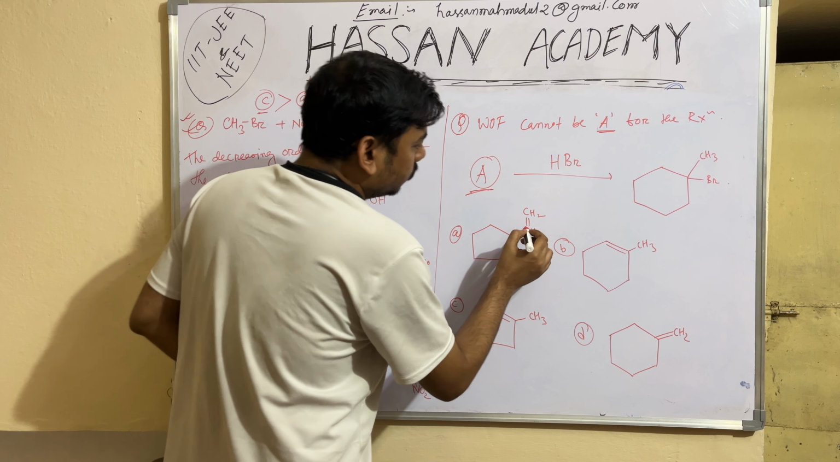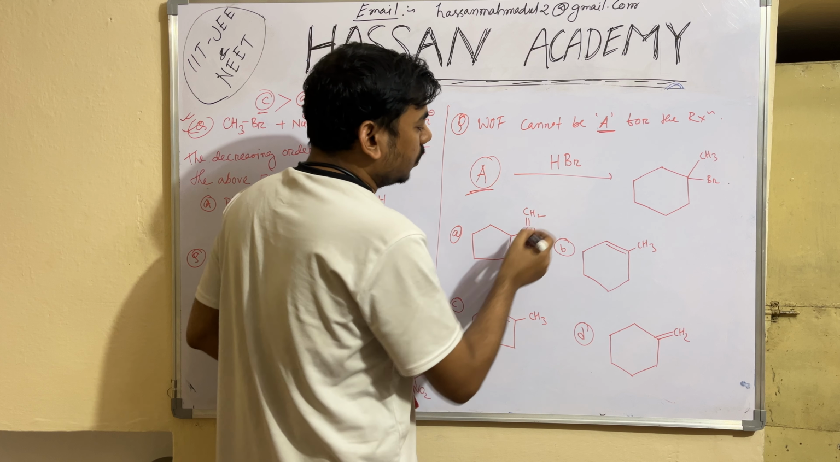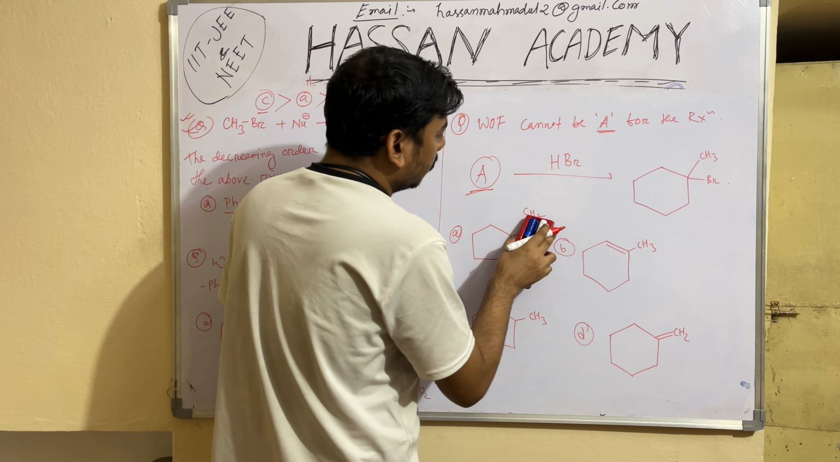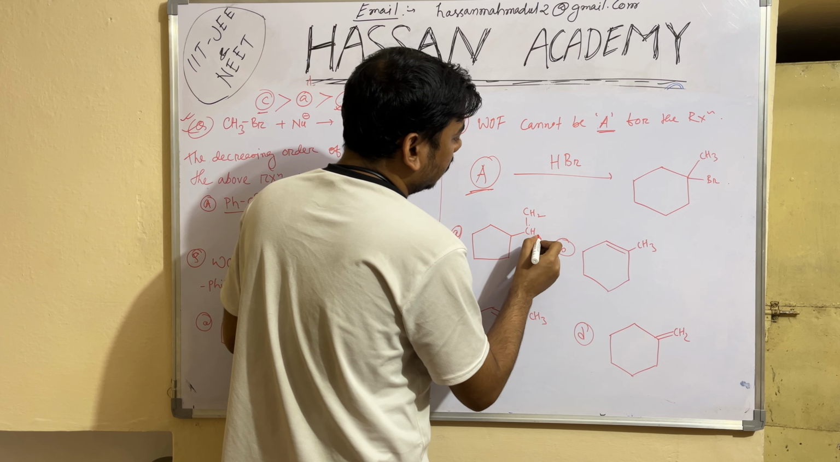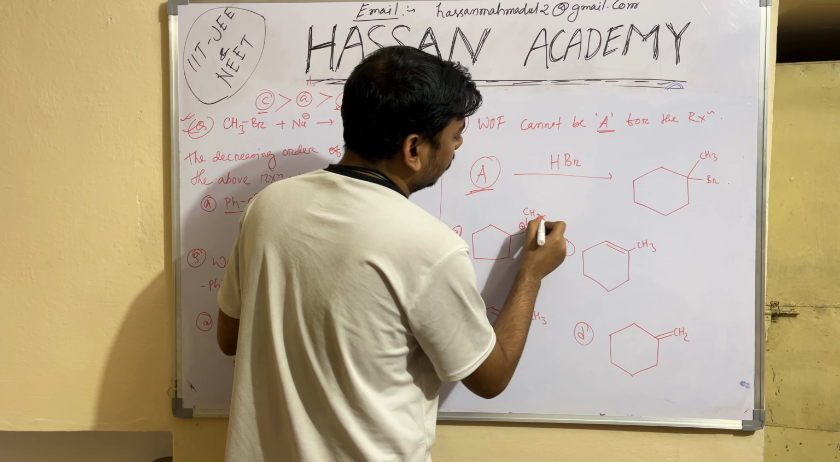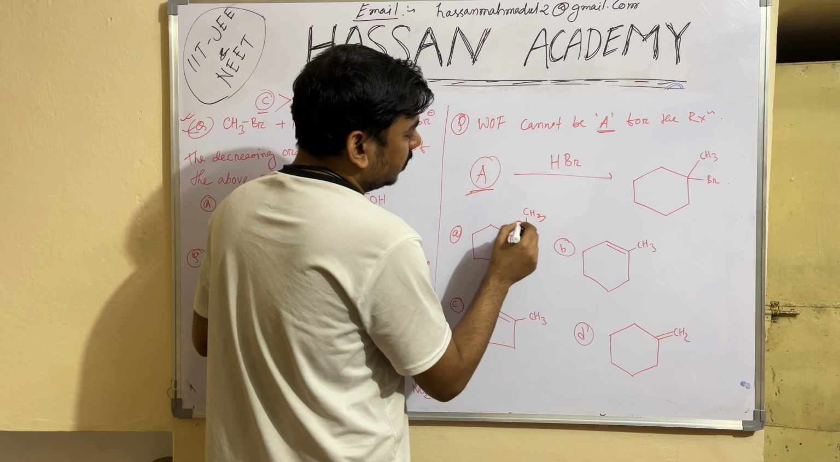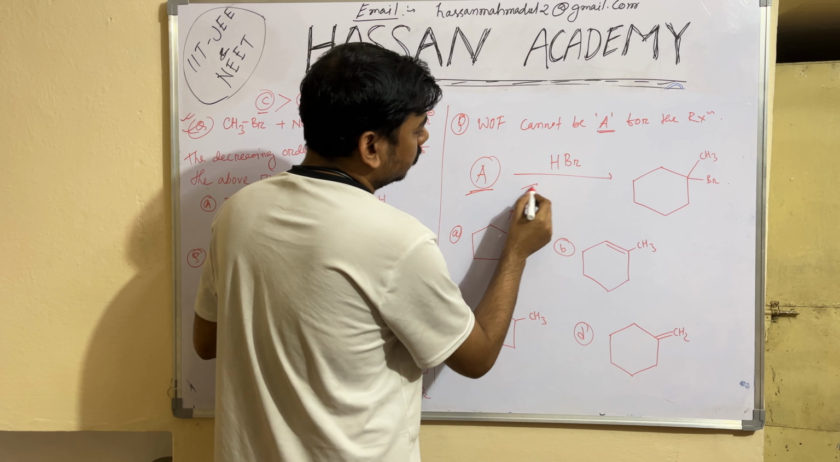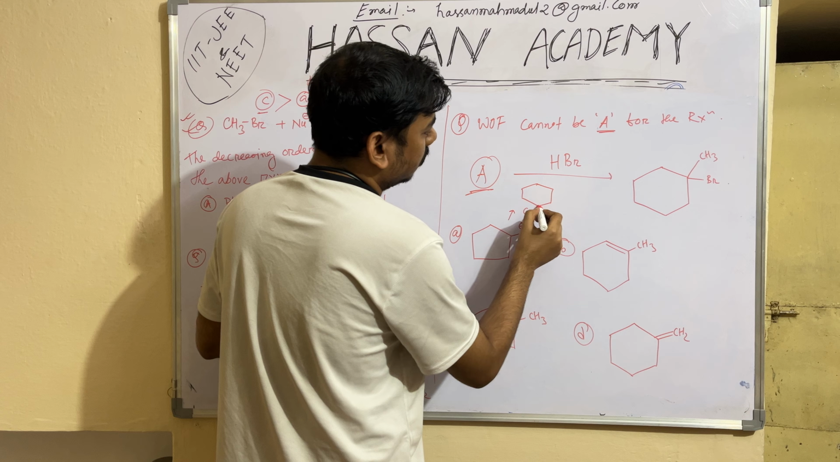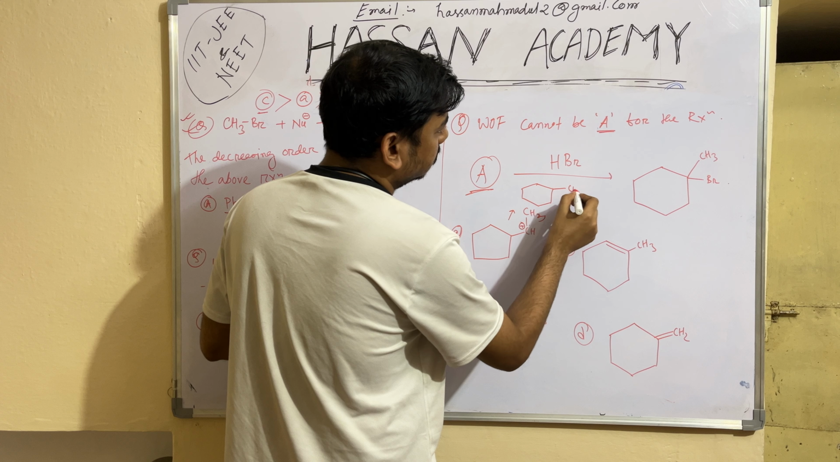So if I do this one with HBr, what does it mean? Markovnikov's rule. Where will I get the carbocation? I will get the carbocation here, and this one I will get as CH3. Now, a 5-membered ring, the next carbon is a carbocation, so it will convert to a 6-membered ring. It will go to a 6-membered ring and CH3.